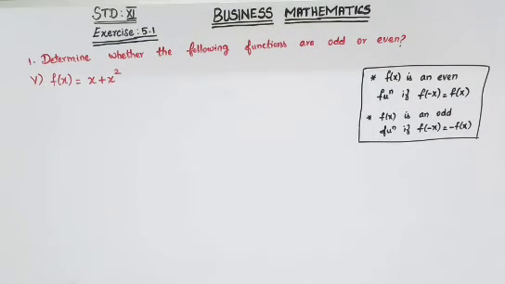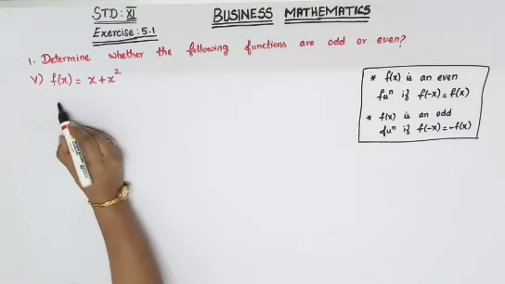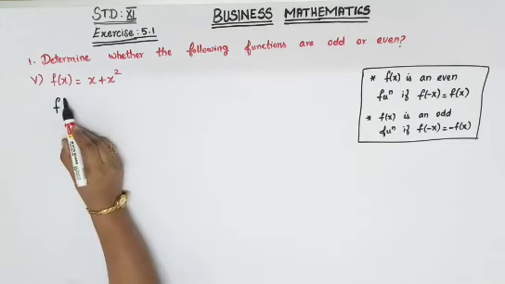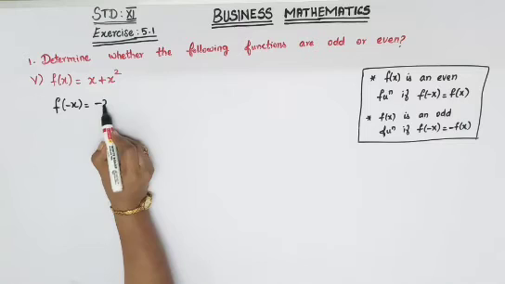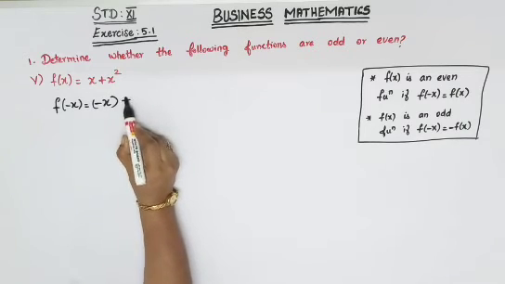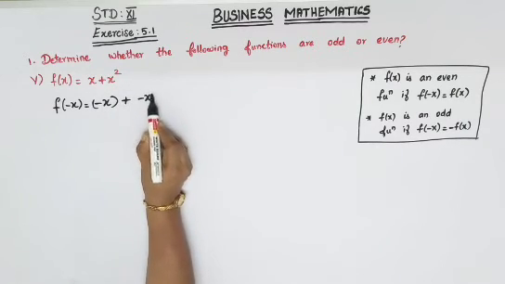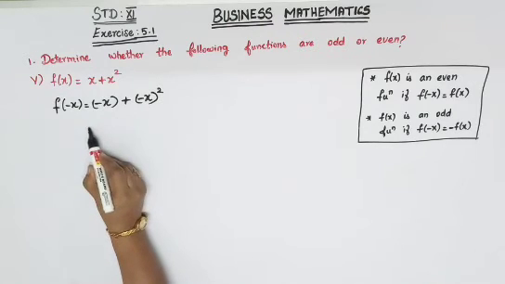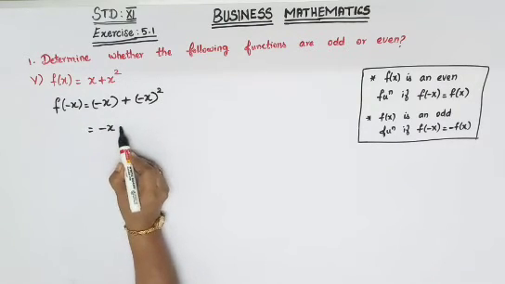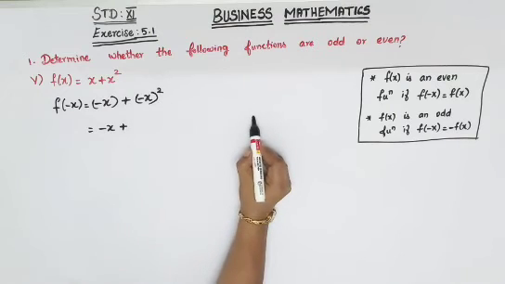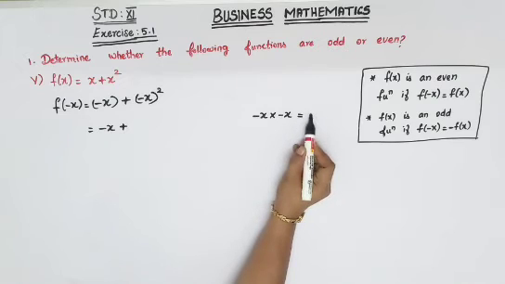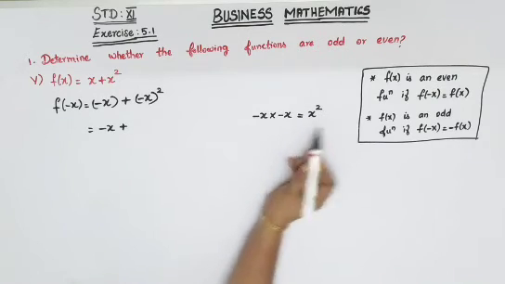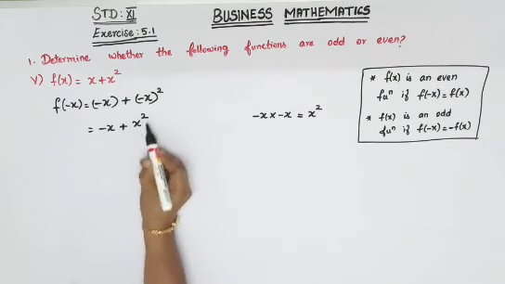First question, fifth subdivision, f of x is equal to x plus x square. Now replace your x by minus x. So f of minus x is equal to, x is there, so just give minus x, plus again x is there, so minus x the whole square. So this minus x will be there as it is, plus minus x into minus x, minus into minus plus, x into x is x square. So you will get x square over there.